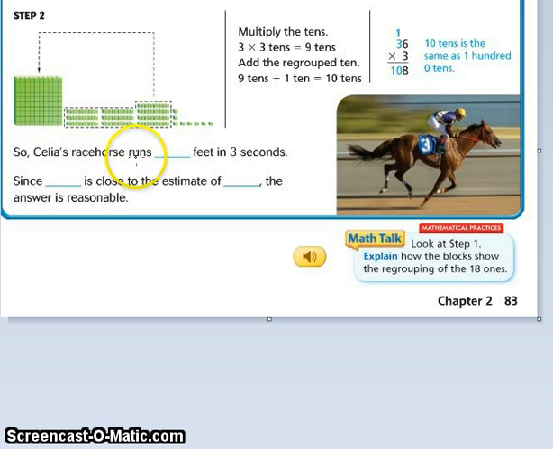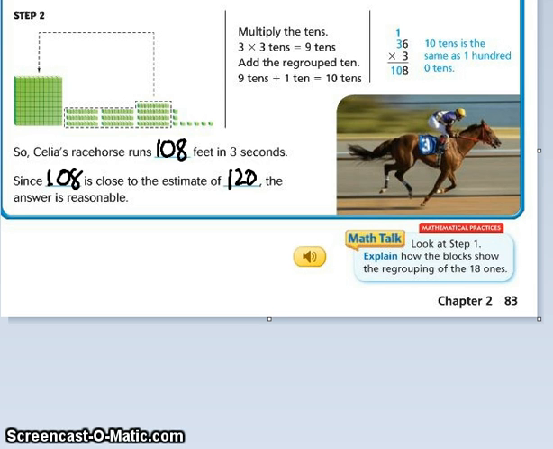So Celia's racehorse runs 108 feet in 3 seconds. Since 108 feet is close to the estimate of 120, our answer is reasonable.